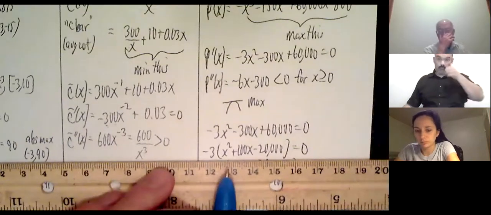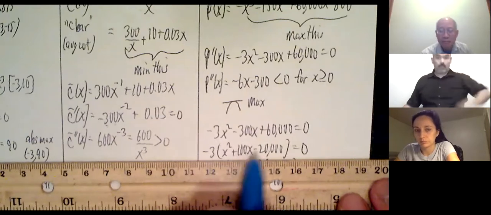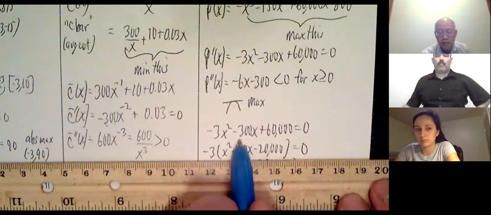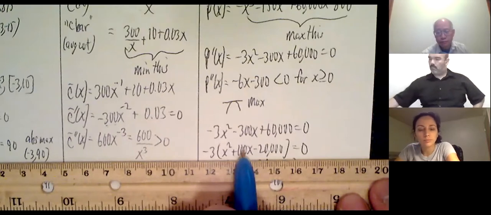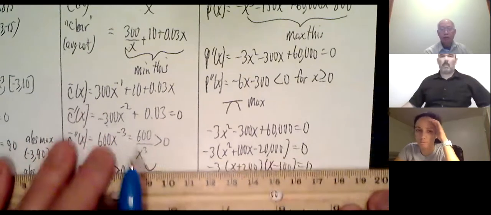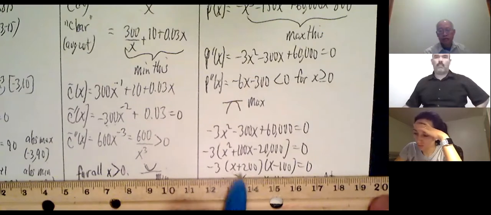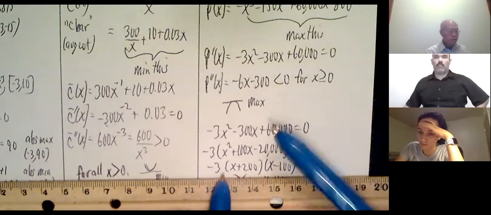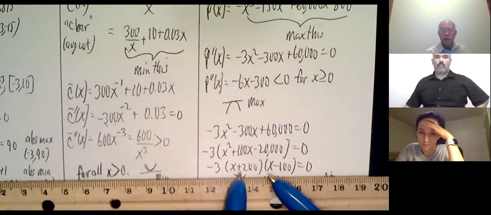If I get something like this, I think of something easier. If I had x squared plus x minus 2, you would have said 2 and 1. Here it's 20,000, so that would be 100 and 200. So (x plus 200)(x minus 100). You can check with FOIL: x squared minus 100x plus 200x minus 20,000. So it works.